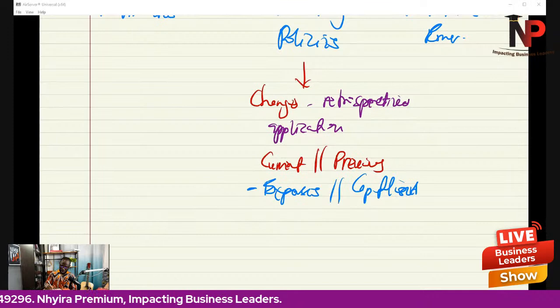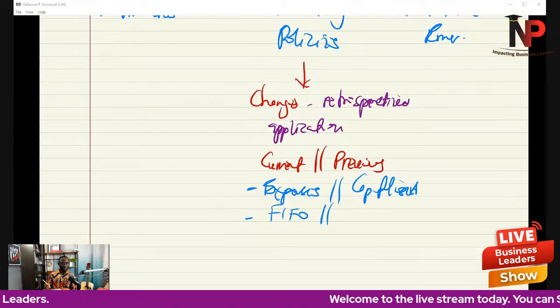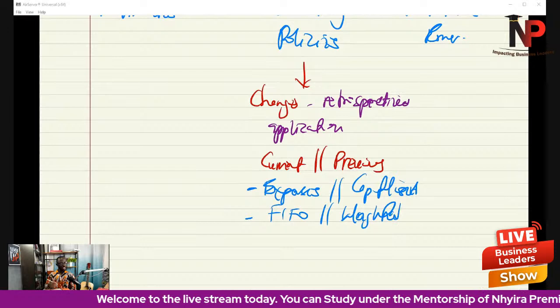Or the methods of valuing inventories. Maybe they were using FIFO to value inventories, then they change it to use the weighted average method. Okay, that is a change in accounting policy. It must be applied retrospectively.